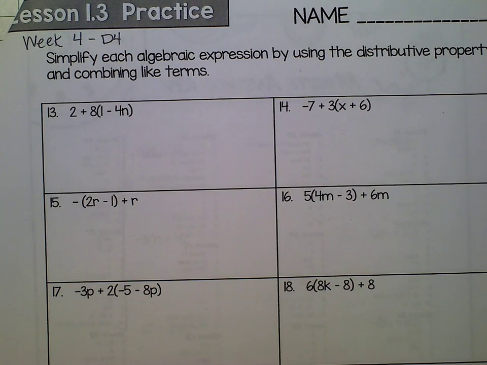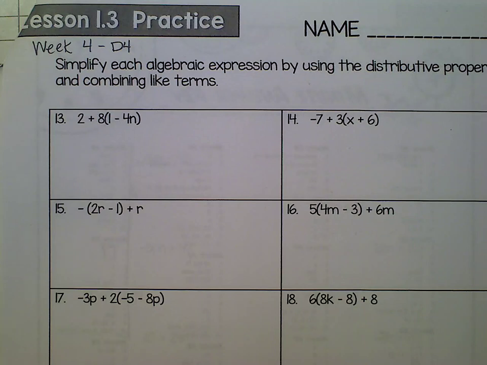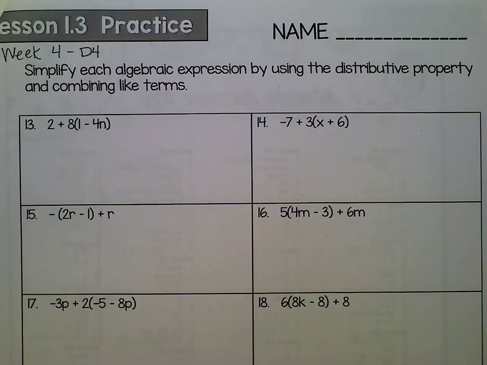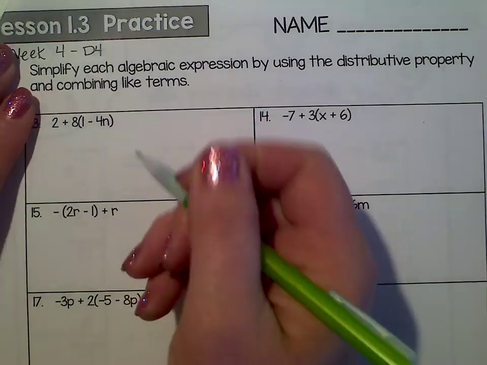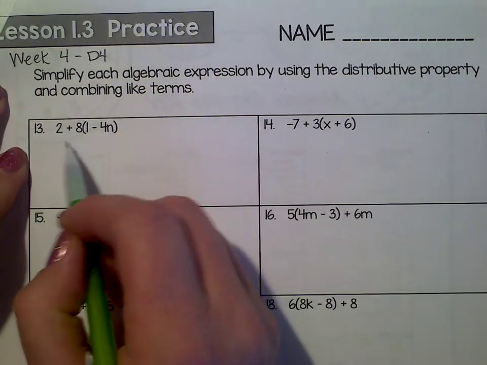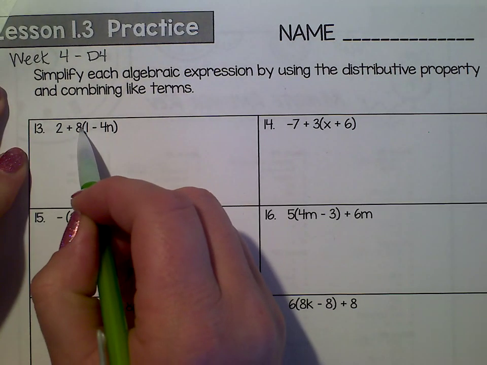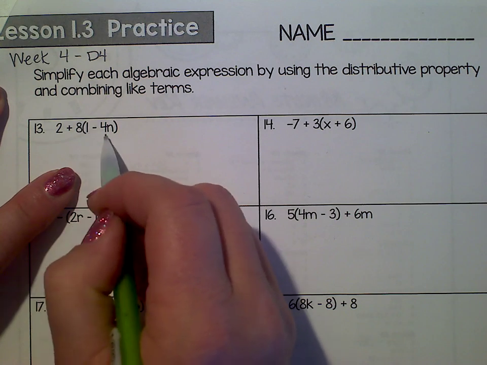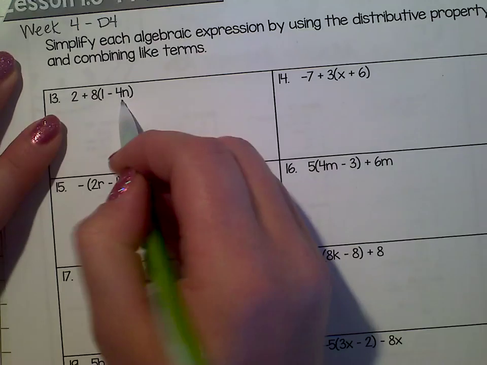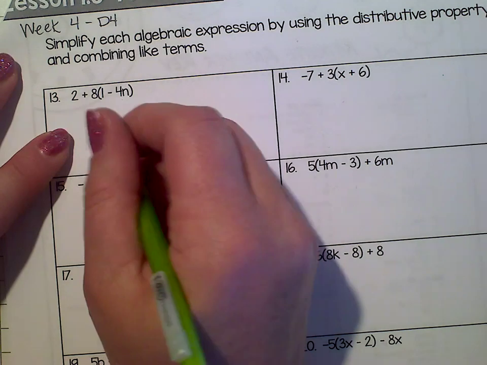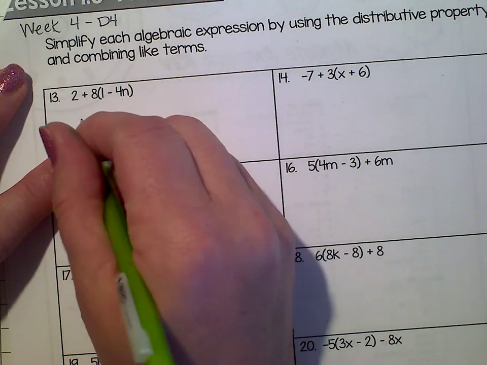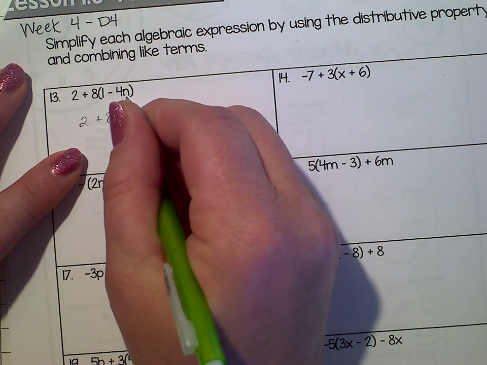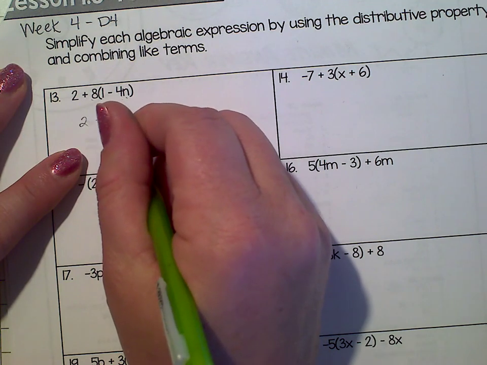Here we go. So we have: simplify each algebraic expression using the distributive property and combining like terms. The same thing we've been doing. So here we have 2 plus 8 in parentheses. There's a symbol times there, which means times if you don't see anything. We're going to do the parentheses, and there's nothing in there. So a positive 8 times 1 is 8. So we're going to do 2. And then a positive 8 times a negative n is a negative 32n.